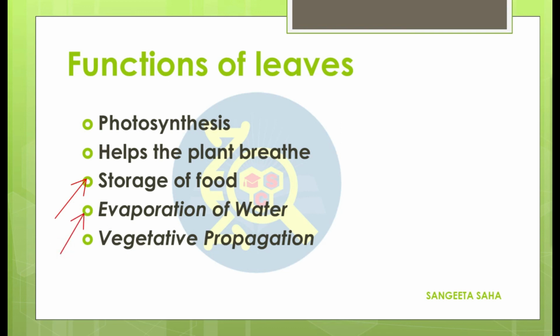Next is evaporation of water. The excess water that is present in the plant evaporates through the stomata on the leaves. I have already told you about stomata. So, this is a process known as transpiration. Next important function is vegetative propagation, where the leaves of some plants produce buds on them, and these buds can grow into a new plant, like we get to see in Bryophyllum.